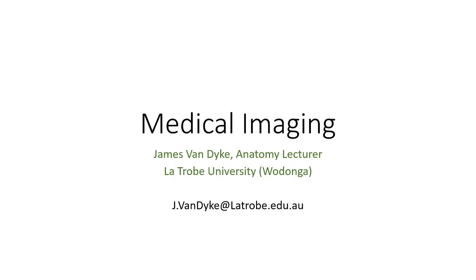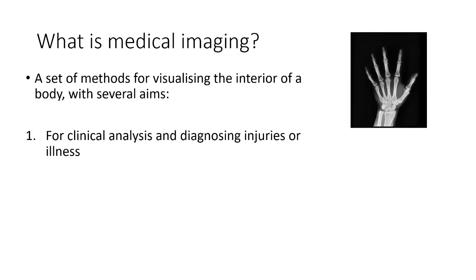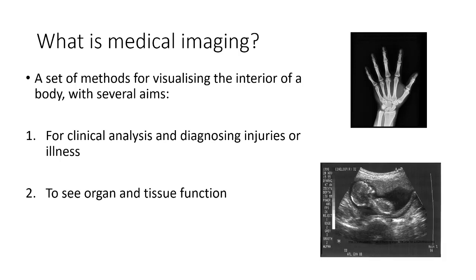In this video, I'm going to present medical imaging, how it works, and what it's used for. Medical imaging is a set of methods we can use to visualize the interior of a body with several aims. First, we can use it for clinical analysis, or to diagnose an injury or illness, like if you've had an x-ray to see if you've broken a bone. Second, we can use it to generally see the function of some tissues and organs. An example is using an ultrasound to check on the developmental progress of a baby. Basically, what we aim to do is look inside the body without having to cut it open.